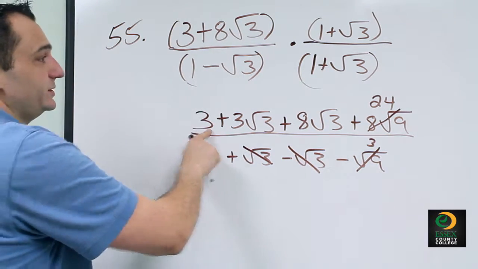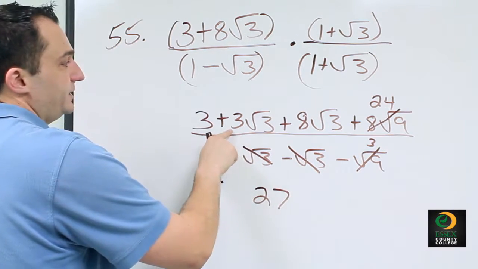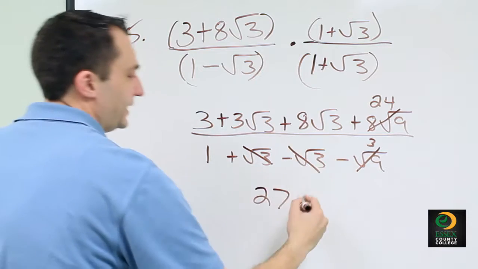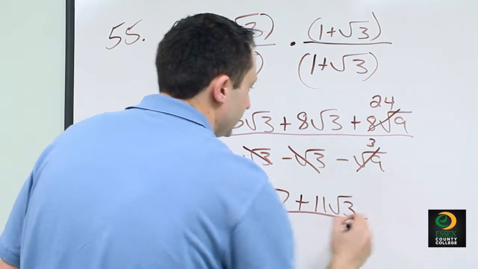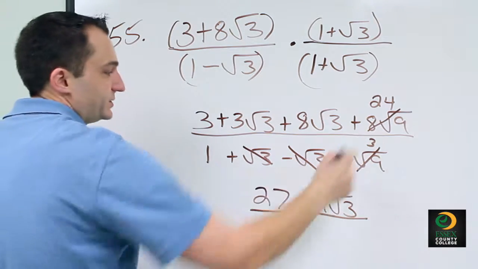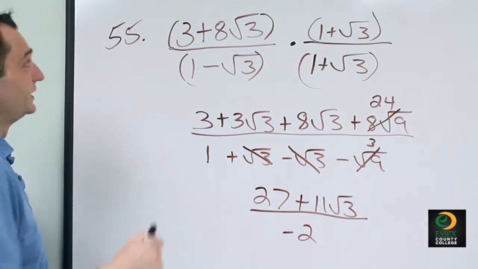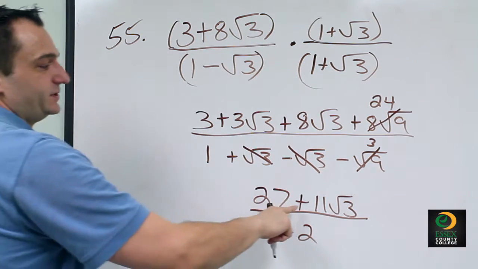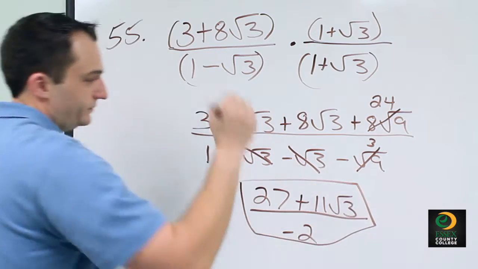So now we can do 3 plus 24, and we get 27. And then 3 radical 3 plus 8 radical 3 becomes plus 11 radical 3, over 1 minus 3, which is negative 2. So your final answer for number 55 is 27 plus 11 radical 3 over negative 2.